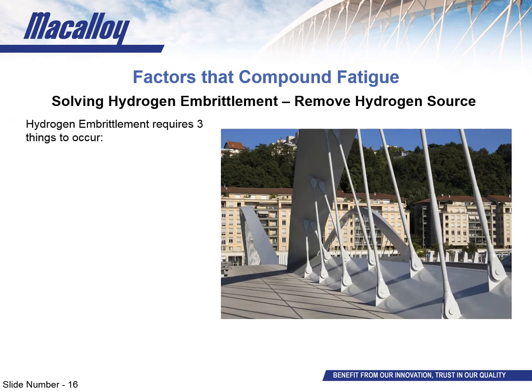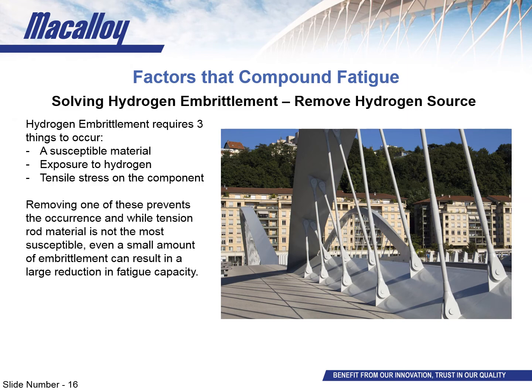For hydrogen embrittlement to occur, you need three things to be present. You need a material that is susceptible to it, hydrogen has to be introduced into the steel somehow, and finally, you need a tensile stress on the system. Now, much like the fire triangle, where if you remove one of the three prerequisites, it will not happen, you can prevent hydrogen embrittlement by removing just one of these three factors.